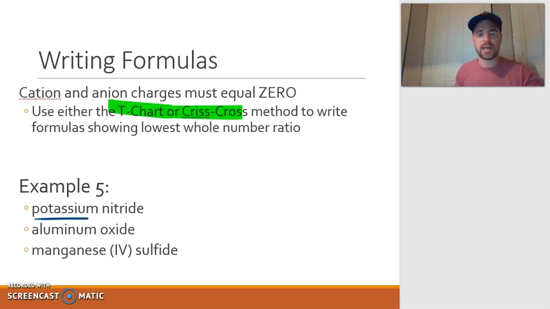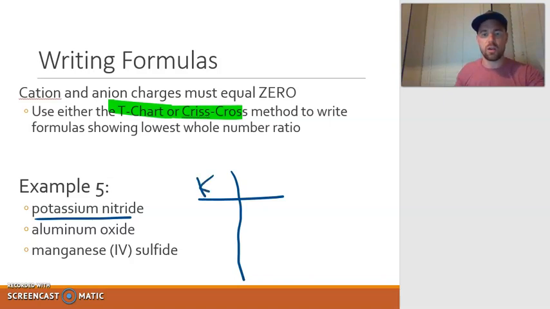Example 5. If I asked you to write the formula for potassium nitride, first of all, I notice that it's an ionic compound because potassium is a metal. So I'm going to use my ionic methods, and this is the T-chart method. Put the cation in one column and the anion in another. Nitride is just nitrogen. Then determine their charges. Potassium is +1, nitride is -3. Now obviously you need at least one of each, otherwise you wouldn't have a compound.